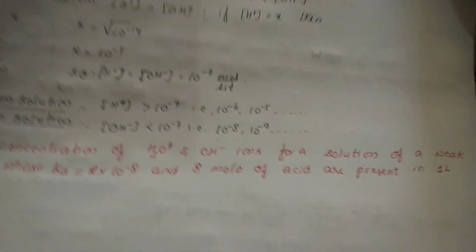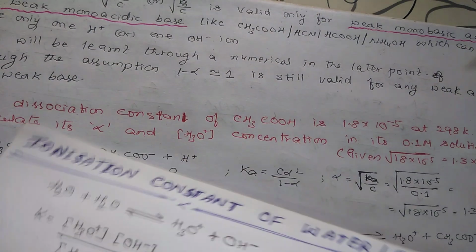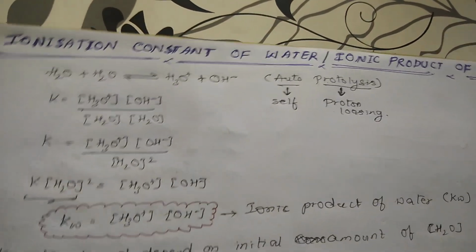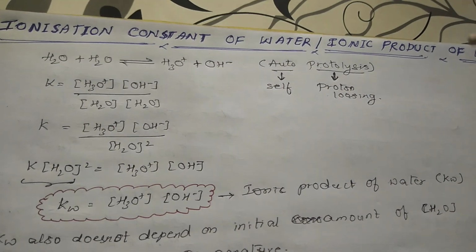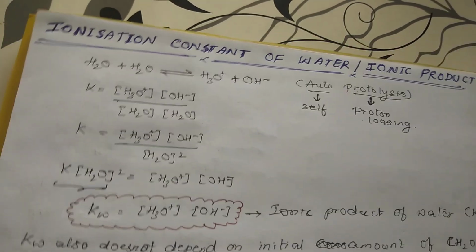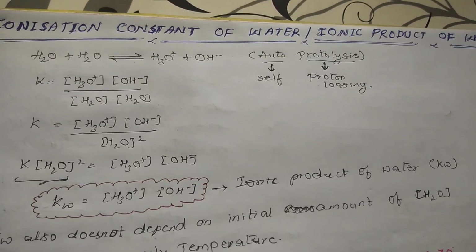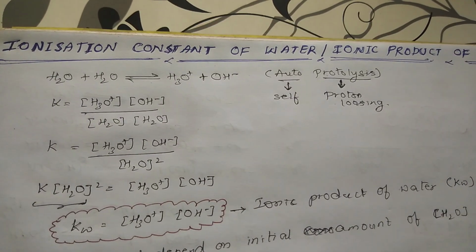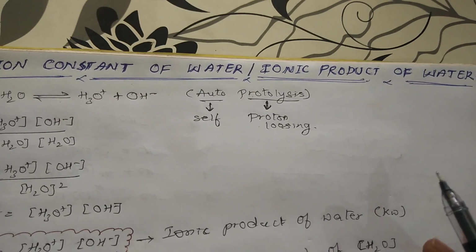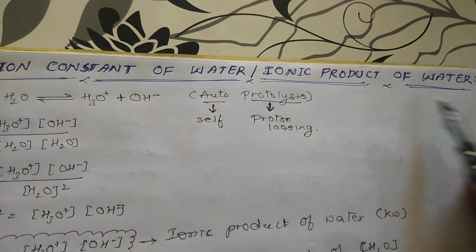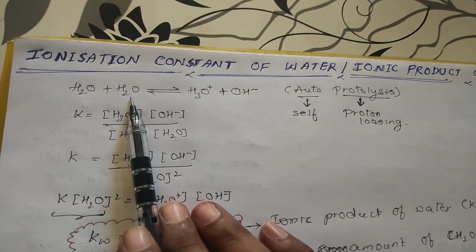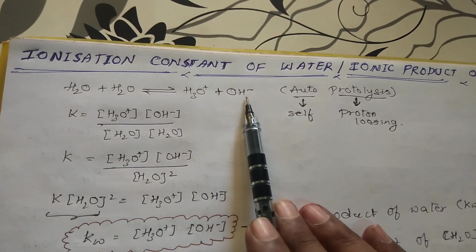So students, now let us go for the ionization constant for water. You have gone through the ionization constant with respect to acid and base. You have got something like root of Kb by C or Ka by C. Now the ionization constant for water, which in many books is represented as the ionic product of water. Let me take water. It reacts with a water molecule and gets converted into H3O plus plus OH minus.